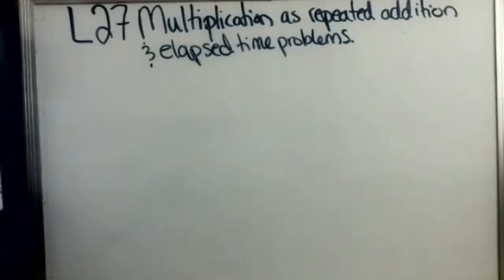This is Saxon 4, Lesson 27, Multiplication as Repeated Addition and Elapsed Time Problems. Now, the reason I'm not separating elapsed time problems into a second part is because we've already done them. This should just be a little bit of a review and an extra practice, so I'm keeping them in the same lesson today. So, multiplication as repeated addition.